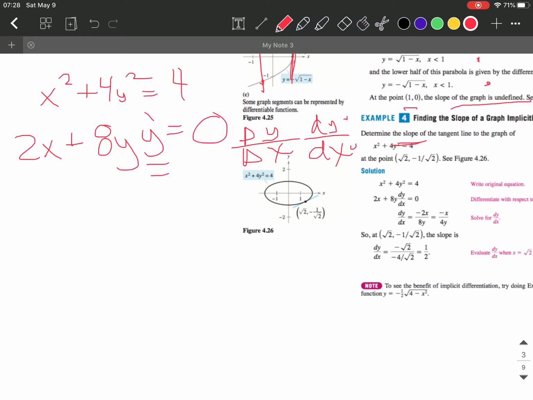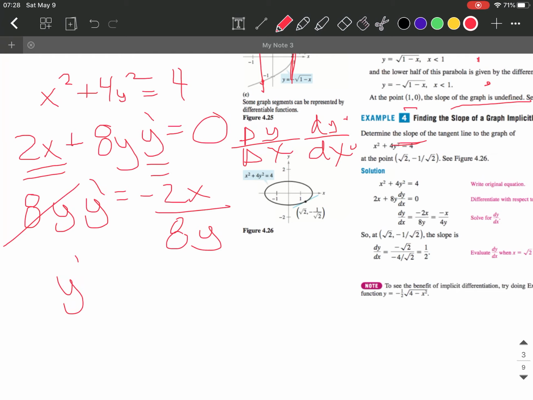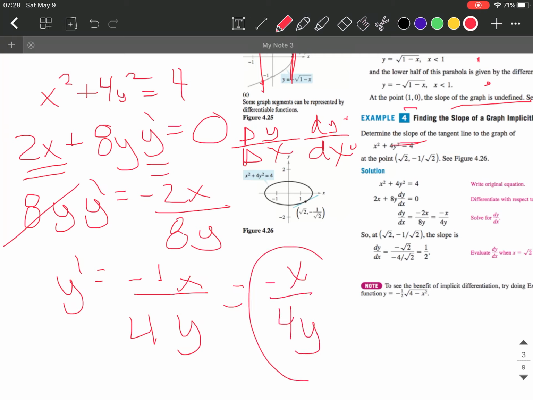and the derivative of 4 is 0. Now I need to isolate for y prime. This term goes over to the other side, divided by 8y, and then you simplify that. So that's negative x over 4y. So that's your general formula, which is the same we did at the very top. The difference in this problem is that they're giving us a specific point. So you plug in x and y, and go ahead in your calculator and solve, and you should get 1/2.